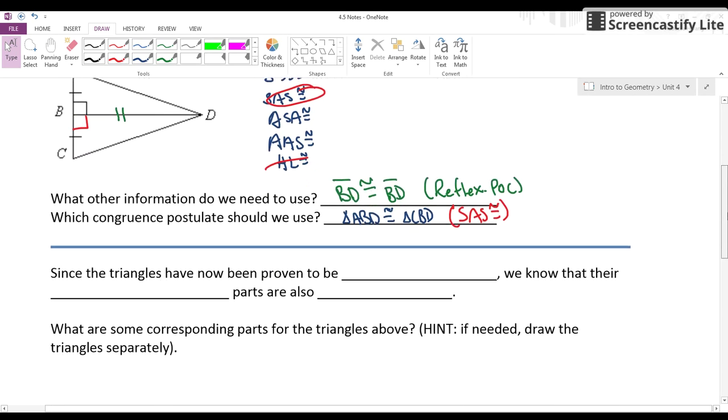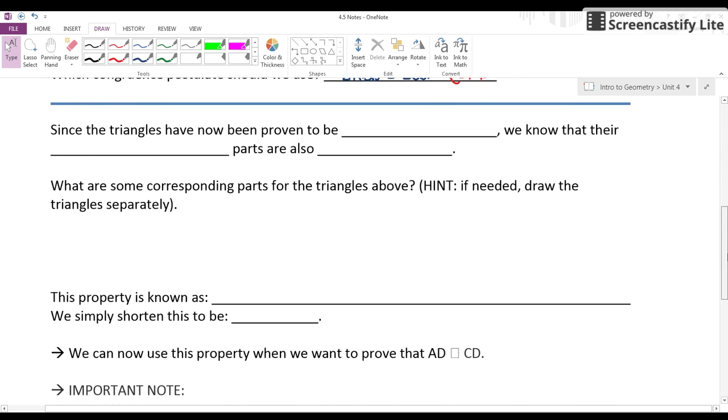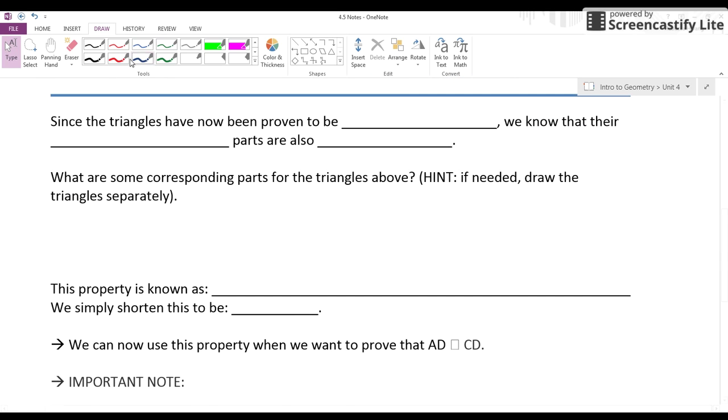But the idea today is to take it one step further. Now that we know triangles are congruent, what else can we say about them? And this is something we actually talked about at the beginning of the chapter. So we're bringing our ideas back to congruent figures. Since the triangles have now been proven to be congruent, we know that their corresponding parts are also congruent. And that's what CPCTC means.